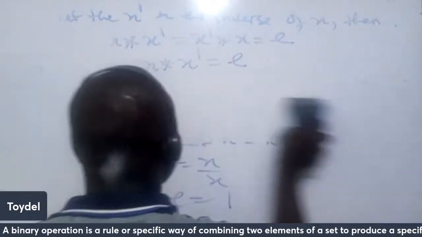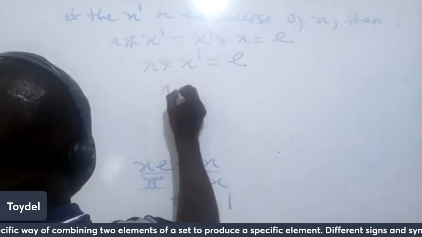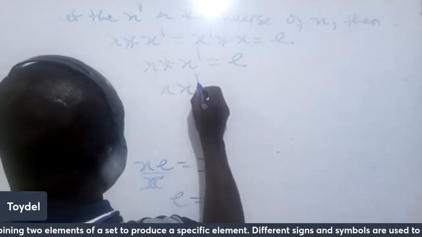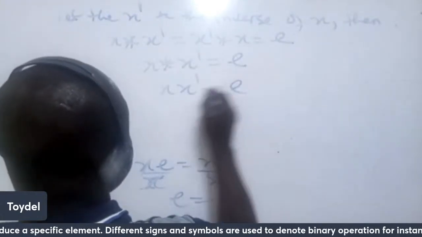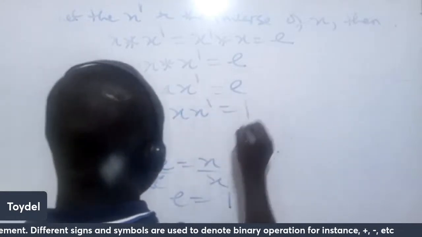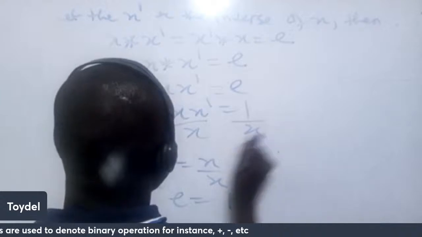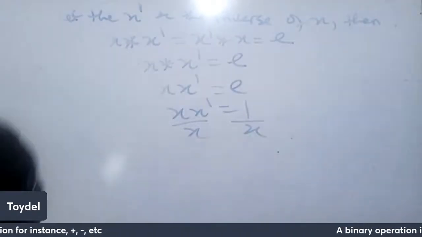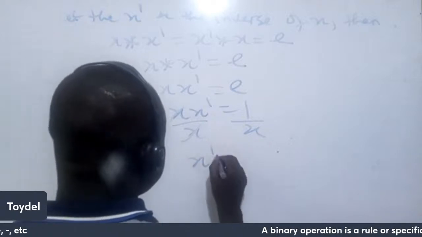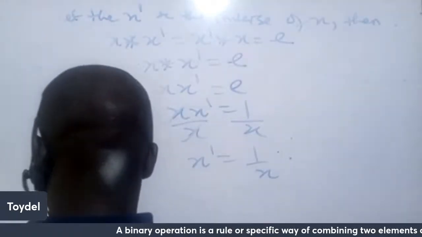So what do we have here? Since P asterisk Q is PQ, we have X times inverse to give us the identity element. Then the identity element is 1. Divide both sides by X. So X prime is equal to 1 all over X, and that is the inverse element that we are looking for.